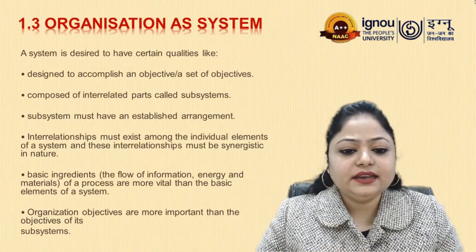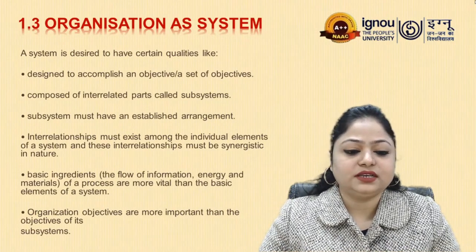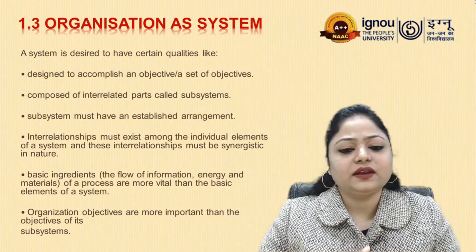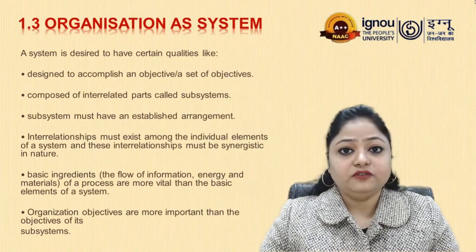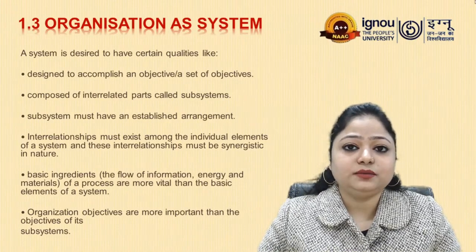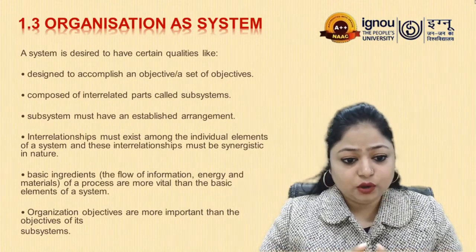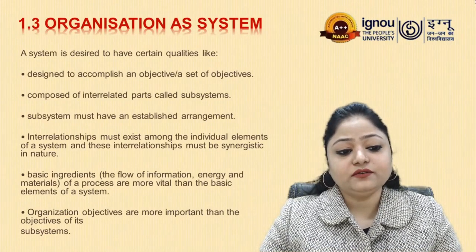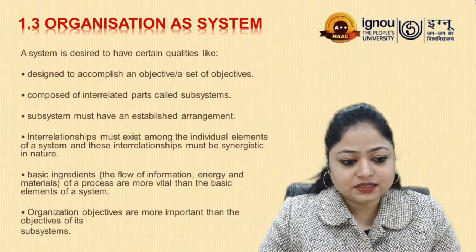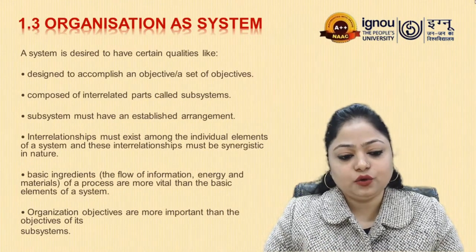Then basic ingredients must be there. The flow of information, energy and material of a process is more vital than the basic elements of a system. So energy, synchronization, material, and the flow of information, the communication, is the virtual or non-tangible part of this entire organizational system, and its objectives are more important than the objectives of its subsystems. So each and every part can have various objectives, but together their objectives should be aligned to be called an organization.